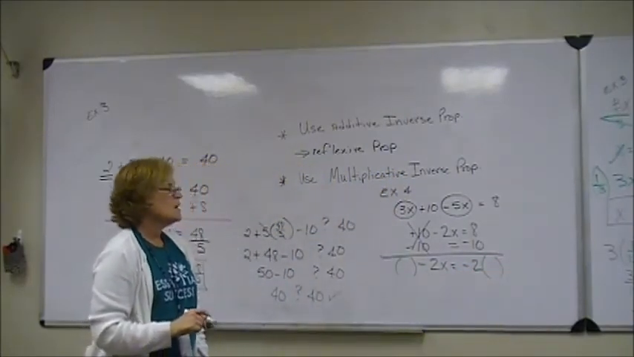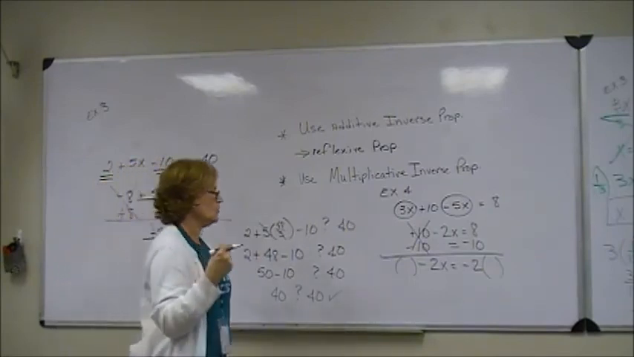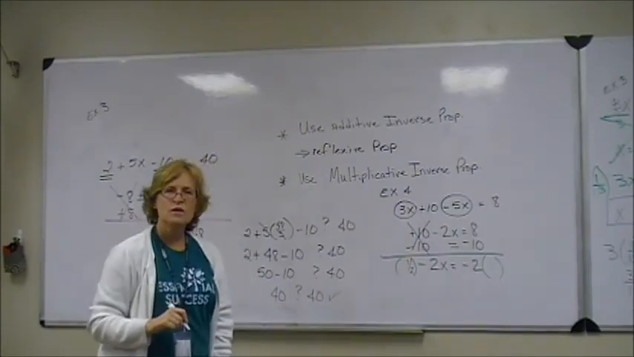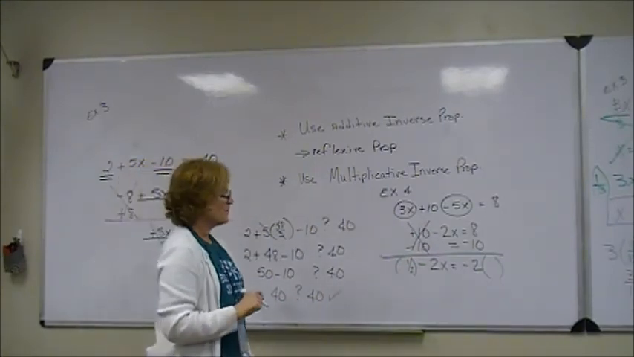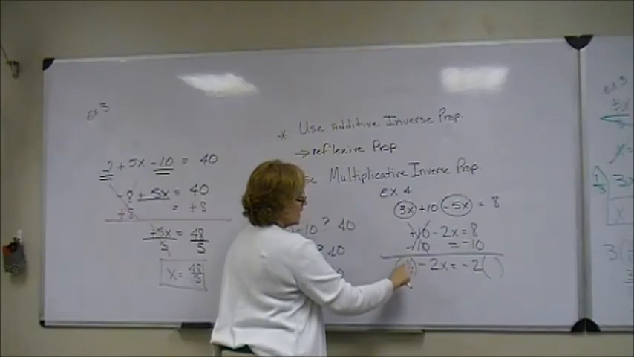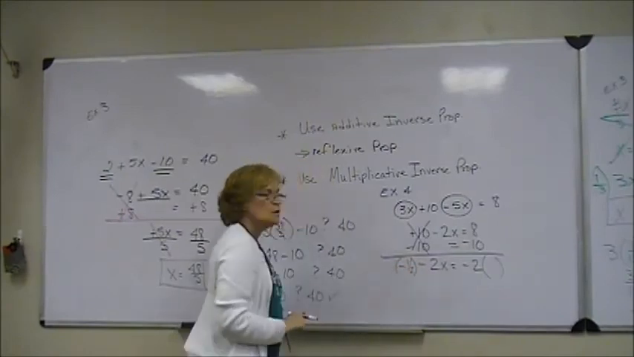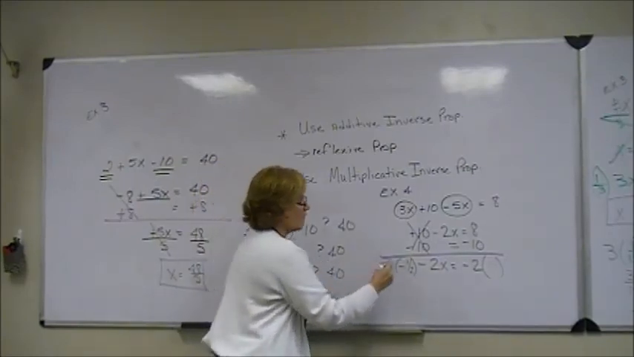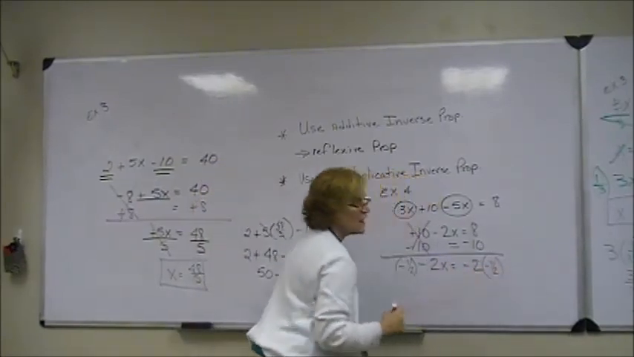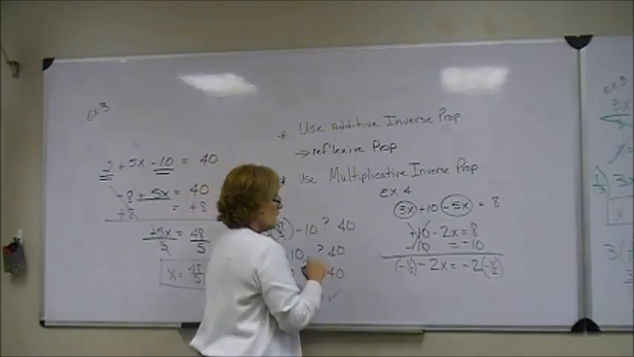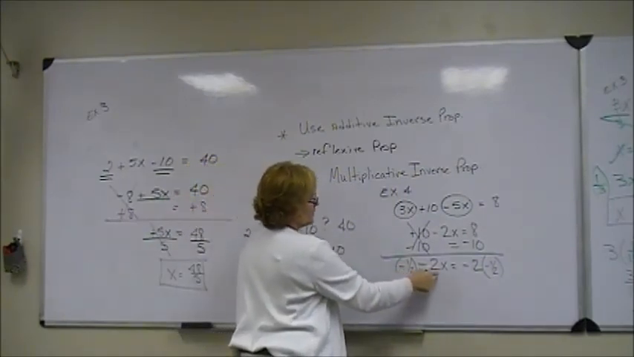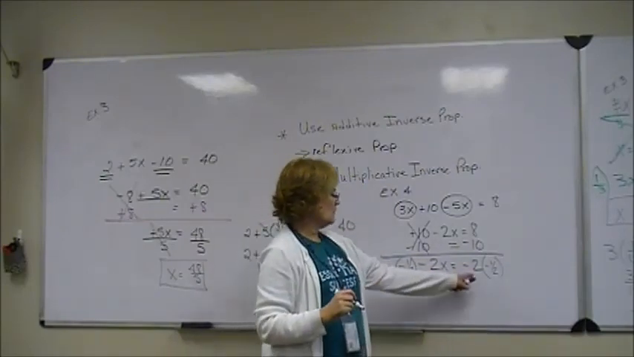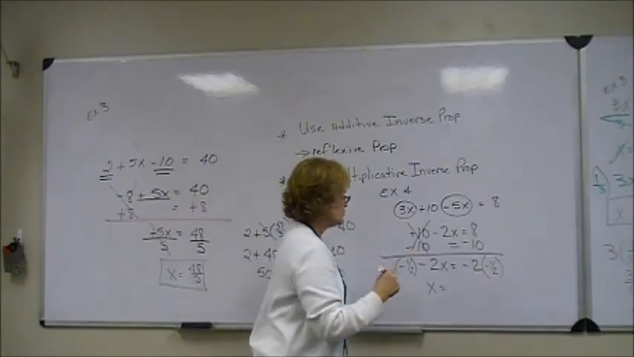multiplicative inverse. And the multiplicative inverse of negative 2, is it 1/2? No. Because a negative times a negative will give me 1. So my multiplicative inverse is really negative 1/2. And I multiply that on both sides. So now I have negative 1/2 times negative 2, which gives me x. And then I have negative 2 times negative 1/2, which gives me 1.